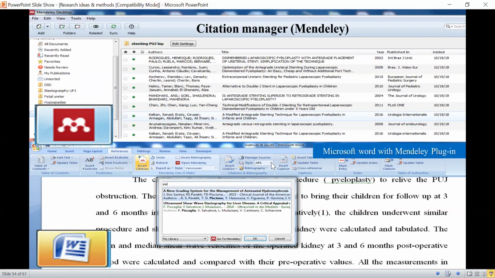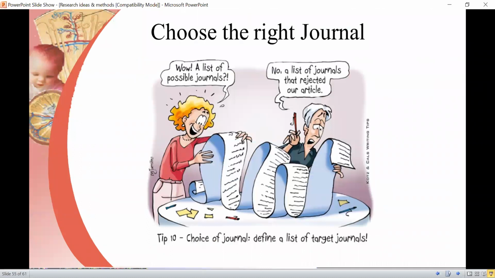Now, when you submit the paper and the paper comes back saying that we do not want this article, you want to submit to another journal, then the entire formatting goes away. Whereas when you have Microsoft Word with the Mendeley plugin, you can immediately reformat in no time using Mendeley's software. Then choosing the right journal is important.